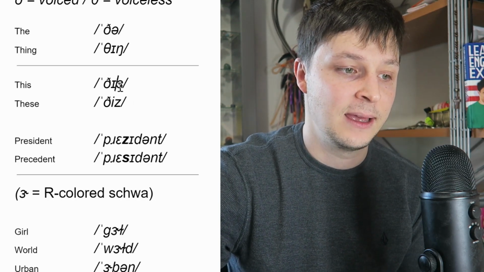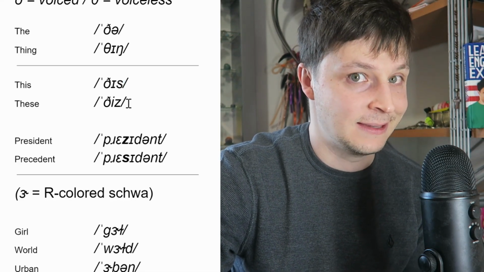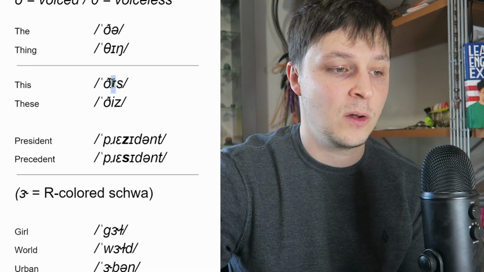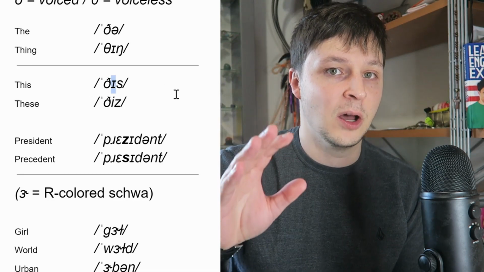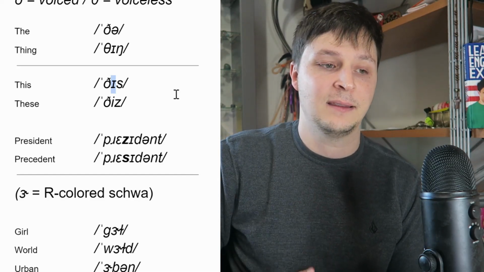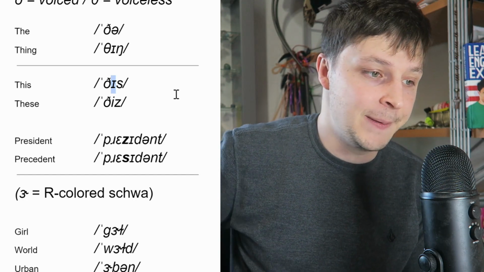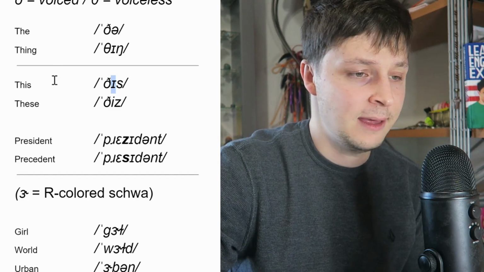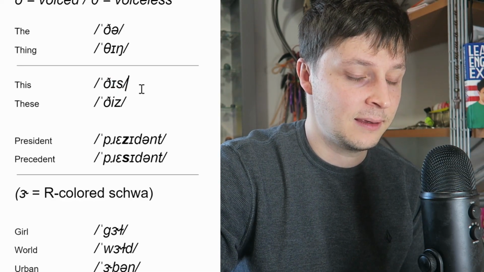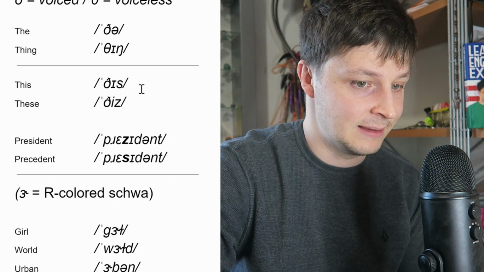Of course, the S is not voiced, and the Z is voiced, S or Z. So there's a slight difference there. And this vowel is going to be a little bit lower and less tense. It's more relaxed. So it's this. It's not these. Okay? So this, these, this, these.